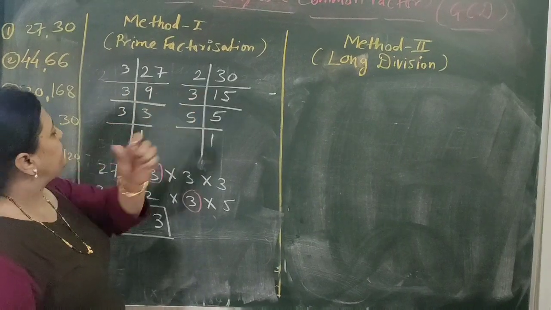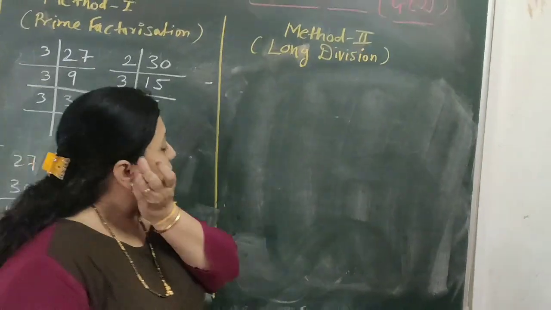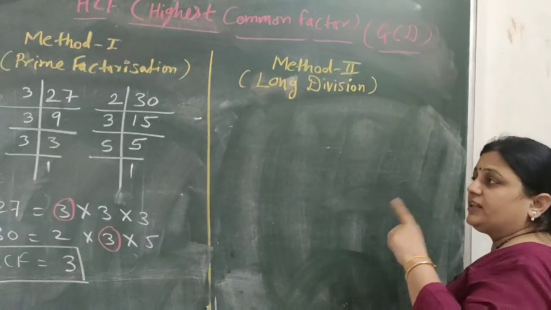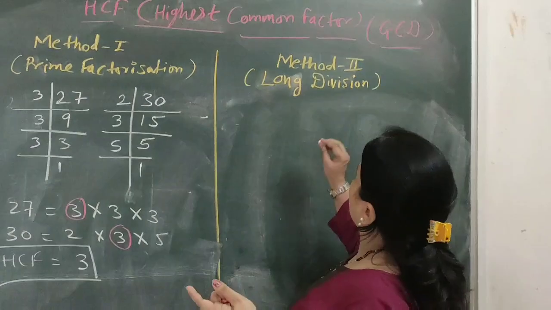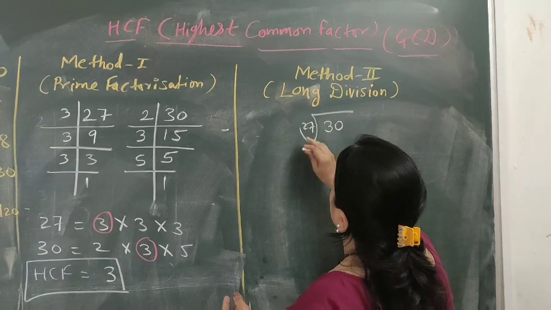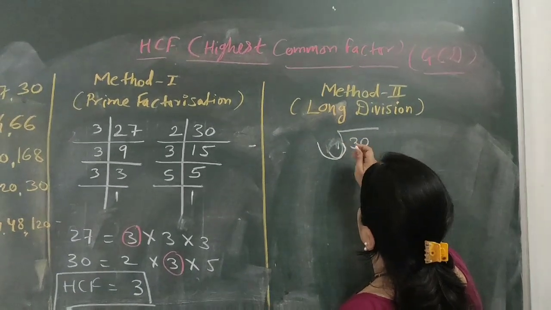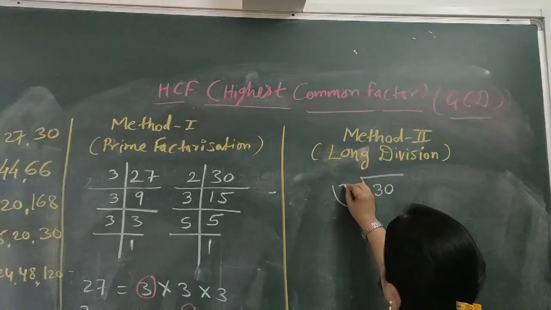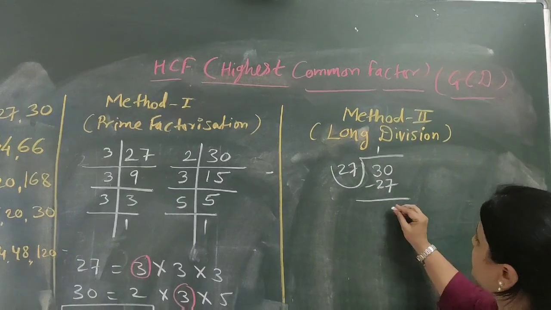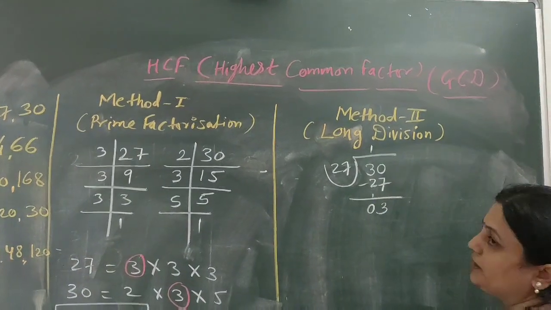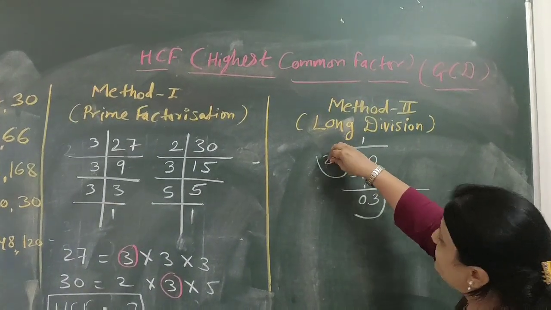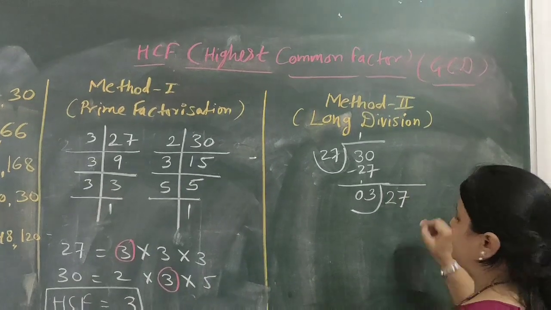Now the same example we will solve by the long division method. I told you what we have to do in the long division method. Our first step is to divide the bigger number by the smaller number. So 30 is the bigger number here. So we will divide 30 by 27. 27 1s are 27. So 30 minus 27 is 3. So 3 is the remainder. So the remainder will become the new divisor and the old divisor will become the new dividend.